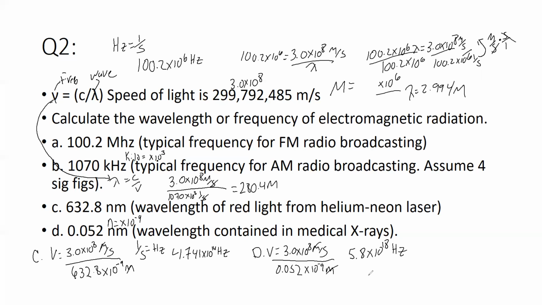So big number, very high frequency, because it's a very powerful wave. X-rays will chop up your DNA, no problem, because the wave has such high energy. All right, so looking at these, any questions on how to convert between a wavelength and a frequency using the speed of light?